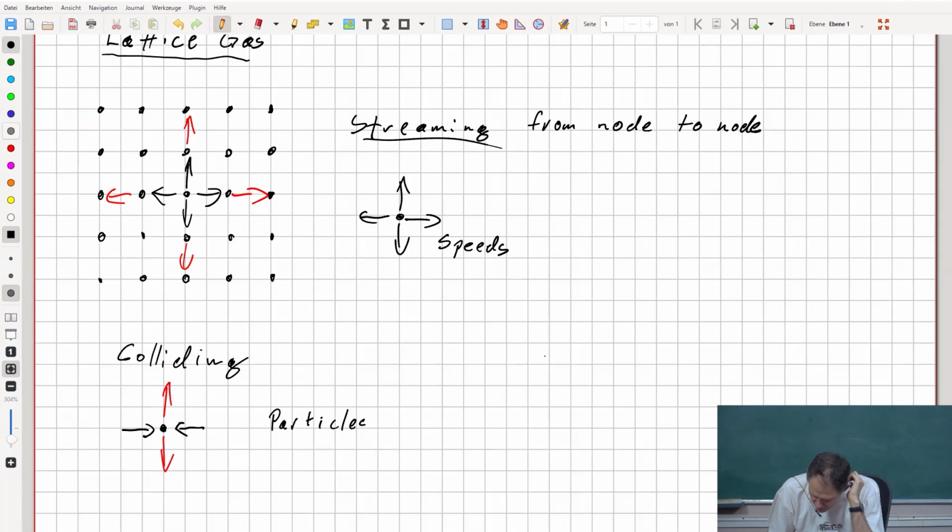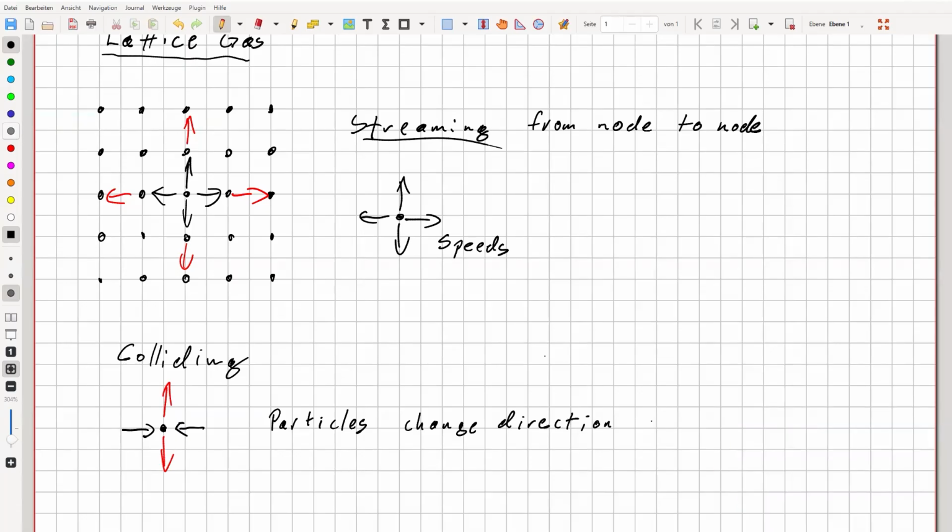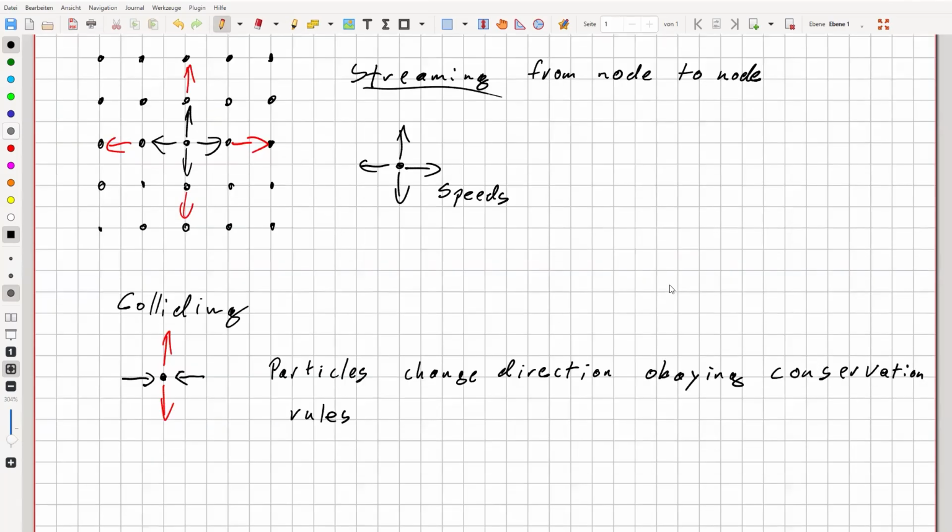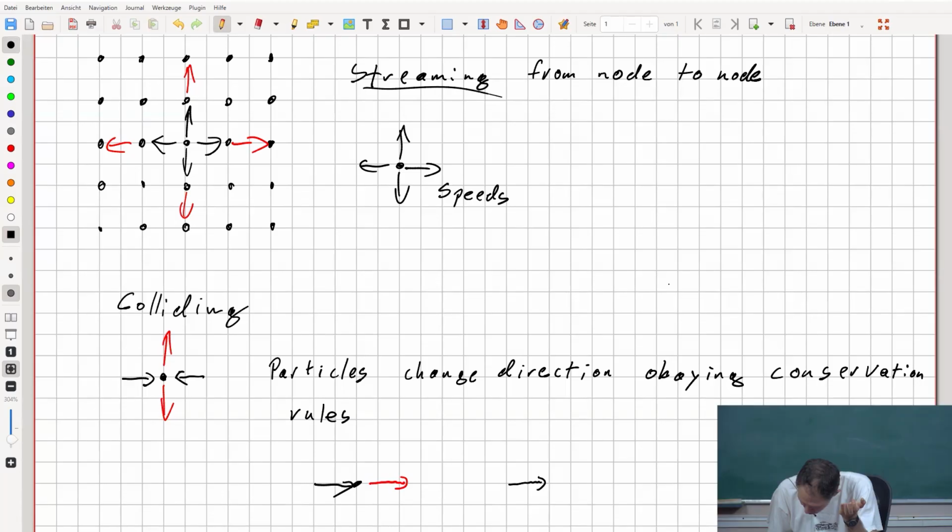So particles change direction by obeying conservation rules. Conservation rules mean there are some possibilities that cannot be changed. For example, say you have only one particle arriving on this node, then it has to go out the same way, otherwise it would not conserve momentum. And the same is true if you have one particle arriving this way and one particle arriving that way on the node; according to the conservation of momentum, you would also not have changed them.